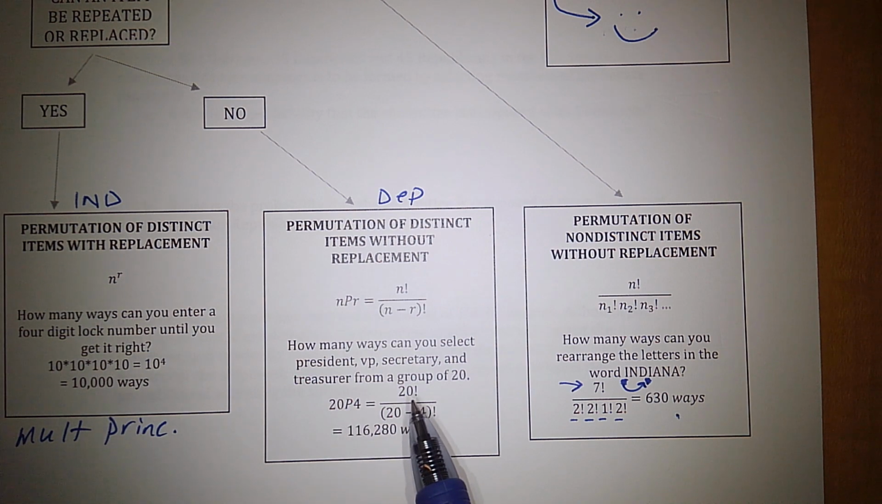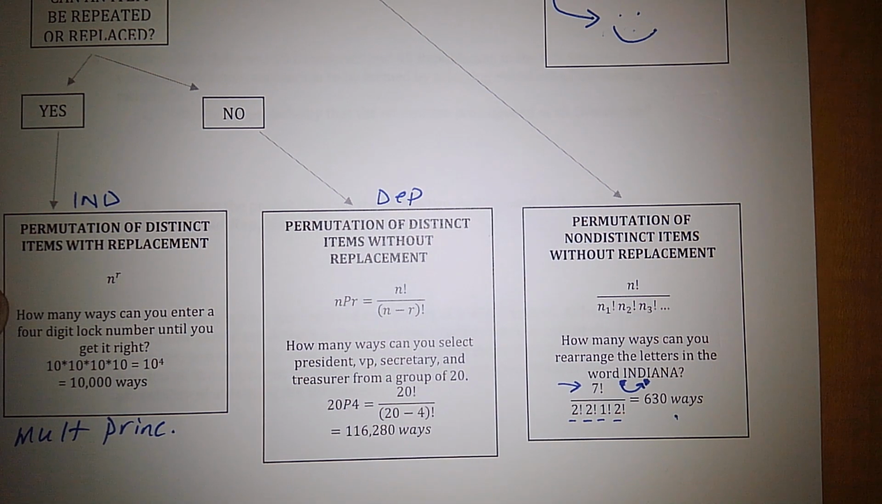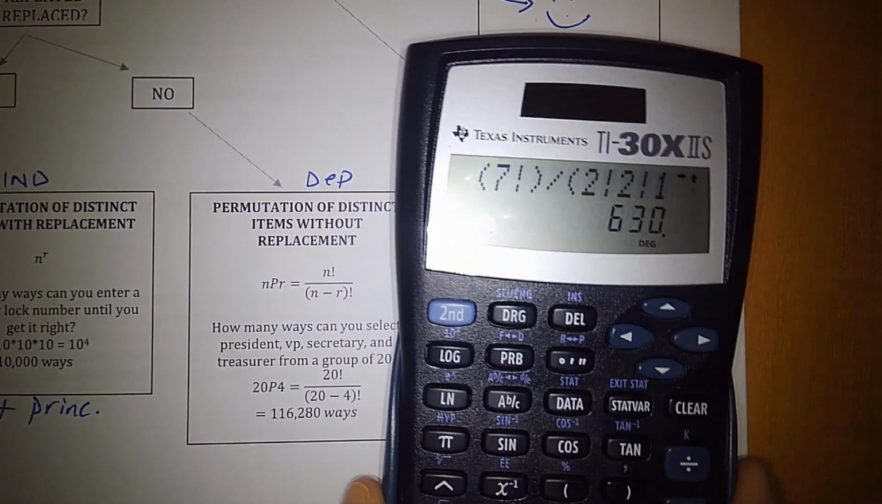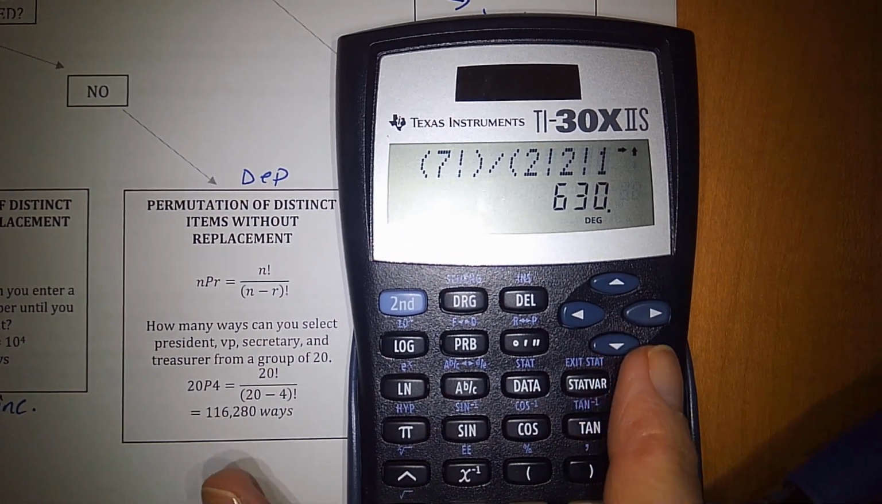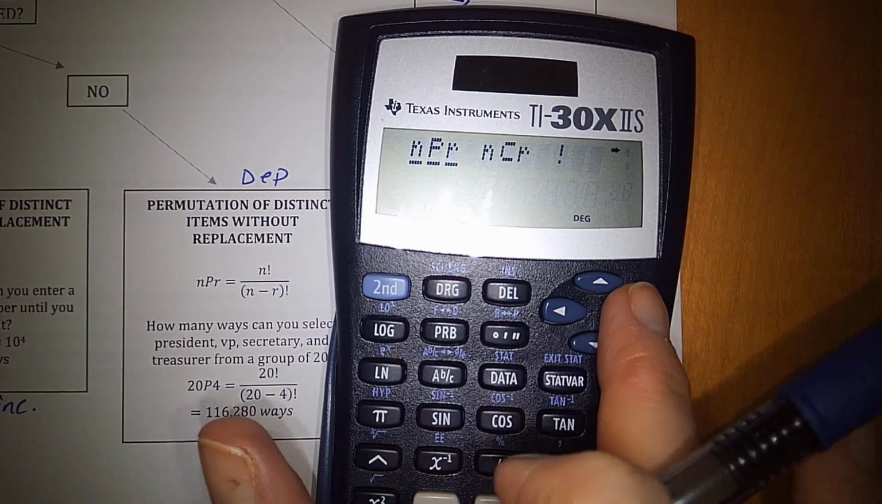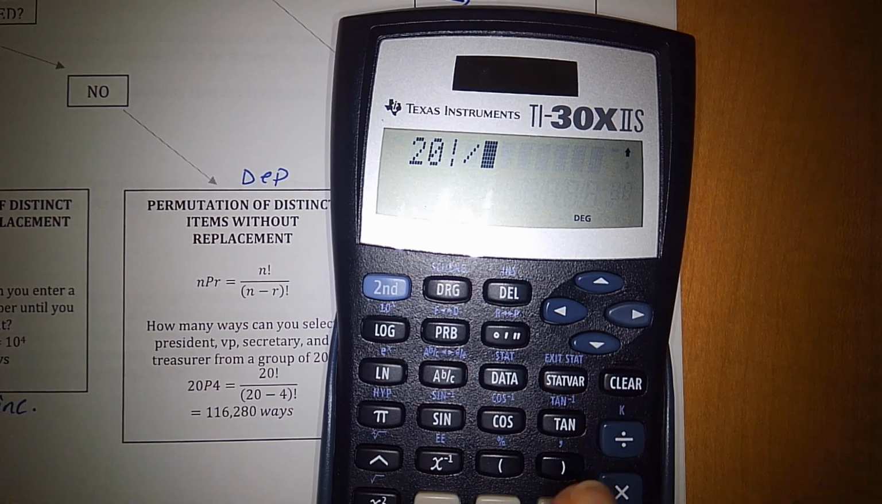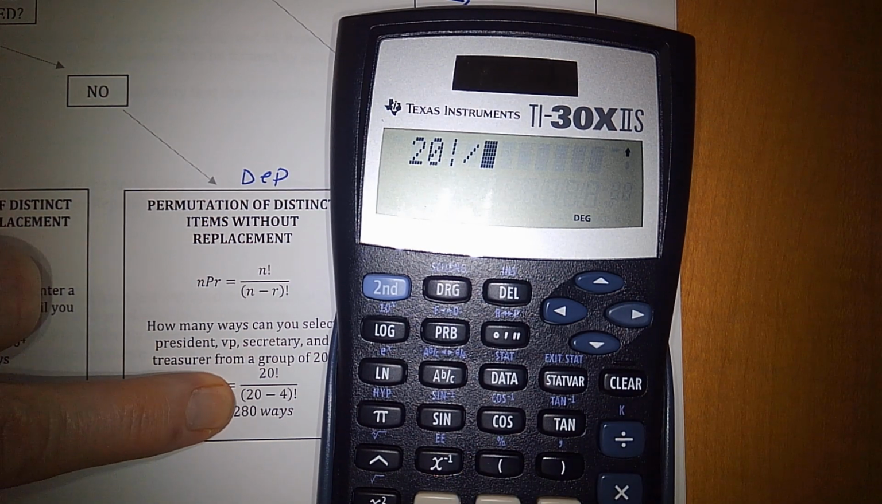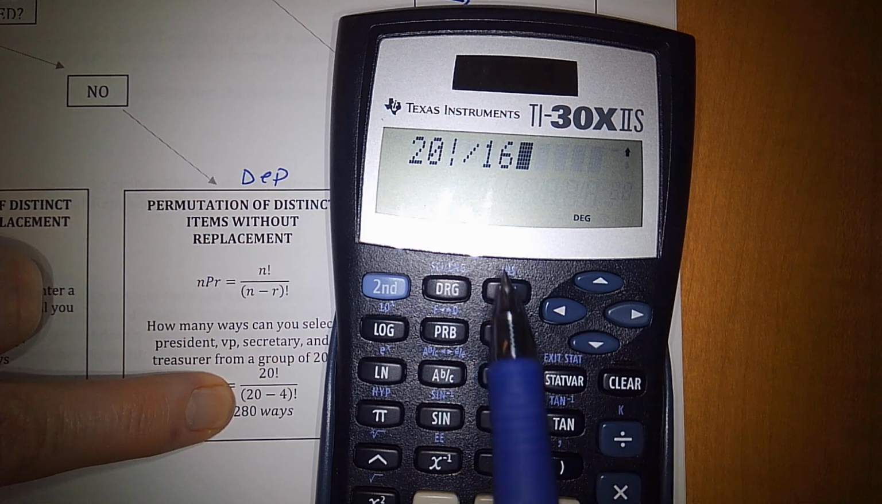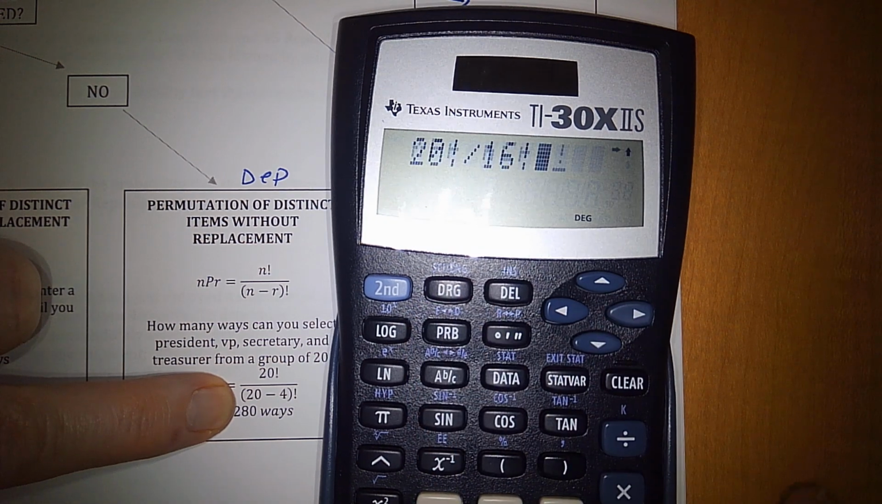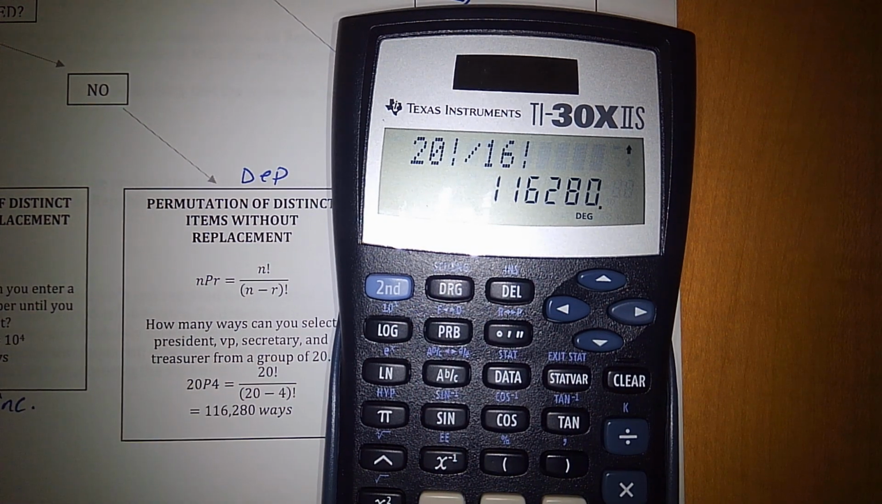The order matters, so if I put in my calculator 20 factorial divided by 20 minus 4 factorial, I'm going to get... Well, 20 minus 4 is 16, so let me just do a shortcut and just do 16 factorial down there. And you're going to get a total of 116,000 different ways I can select those 4 people.